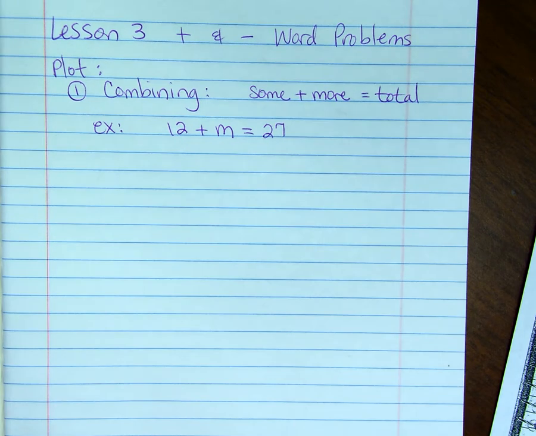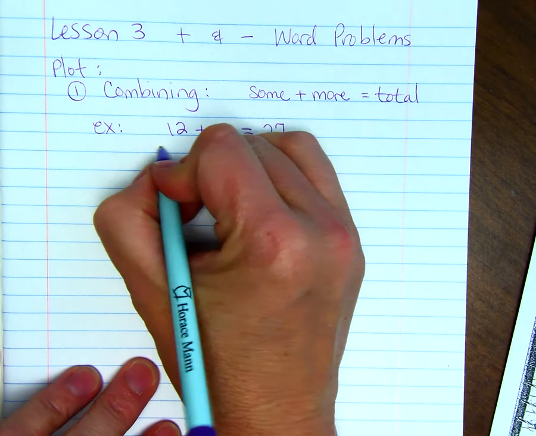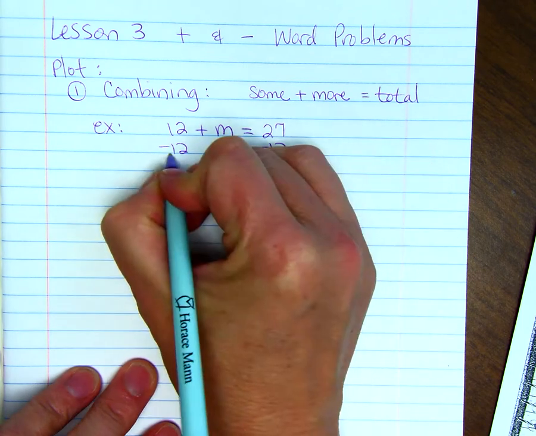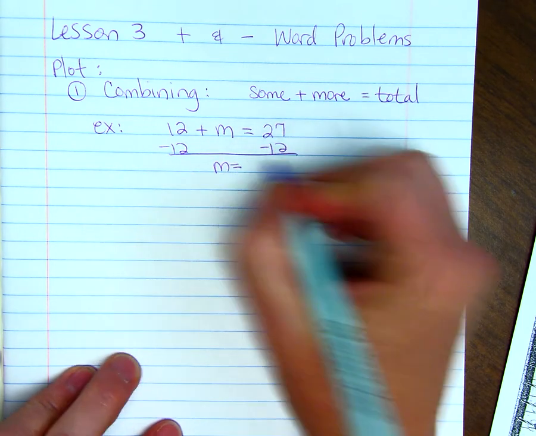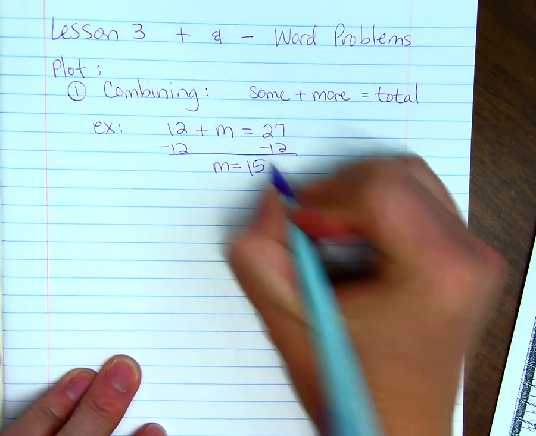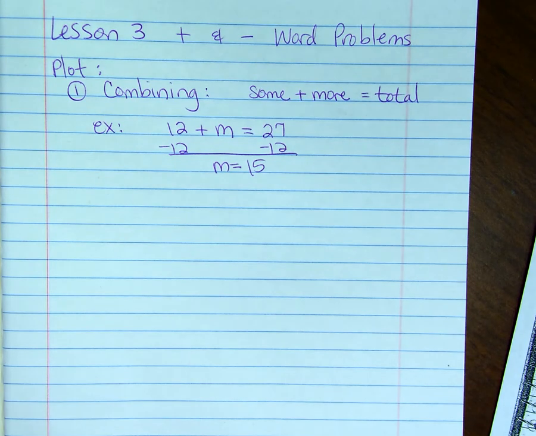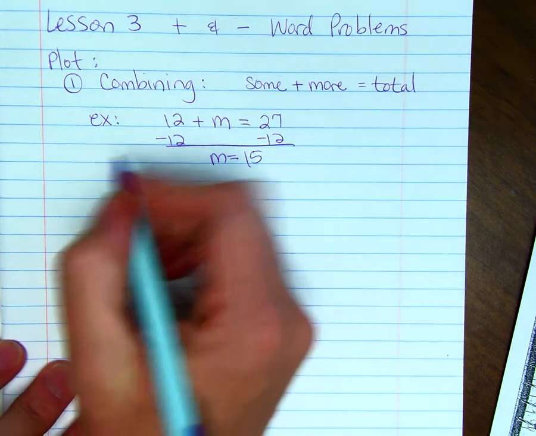And the question for this type of word problem would be, how many points did Jackson score in the second half? So to solve this, we're just going to subtract 12 from both sides, and we get m equals, or the number of points he scored in the second half was 15. So even though we subtracted to solve, it's still a combining word problem because he scored some points, got some more, and had a total.